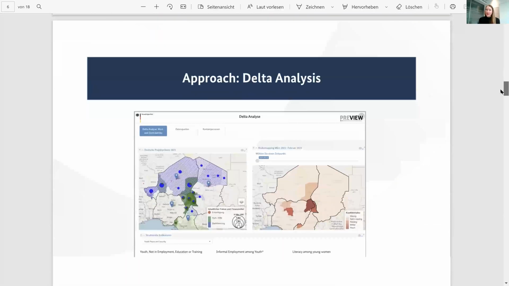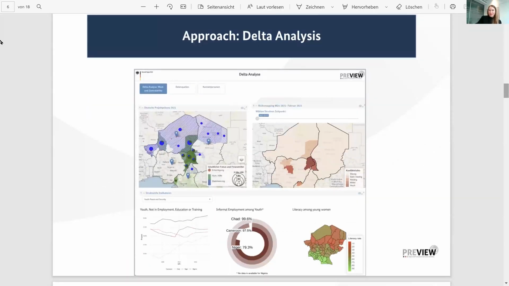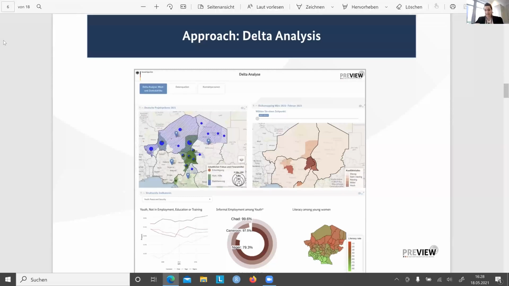Okay, I guess then I hand over to Kathrin for the approach. Yes, thanks a lot, Nicole. This is exactly what you see in front of you, the example of the delta analysis. As you can see, we are trying to combine across the three areas. On the left, a map that I will explain in more detail, you can already see how we try to visualize our project, our operational presence. On the right is the risk mapping, and below you see structural indicators.